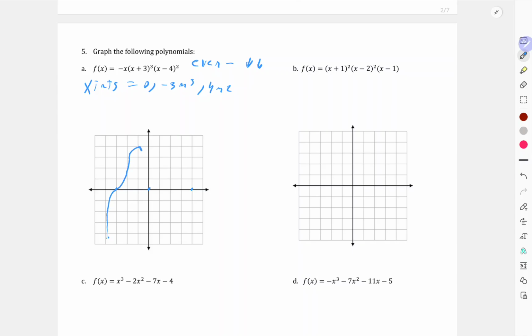It goes here, and then it bounces because there's a root 2 here on the 4. That's why it bounces. So it needs to bounce. That's a weird graph. I think I drew it wrong, because it needs to be a little bit more specific.